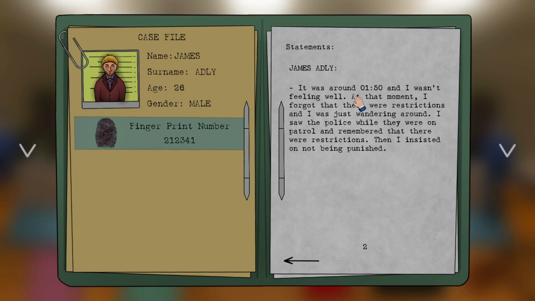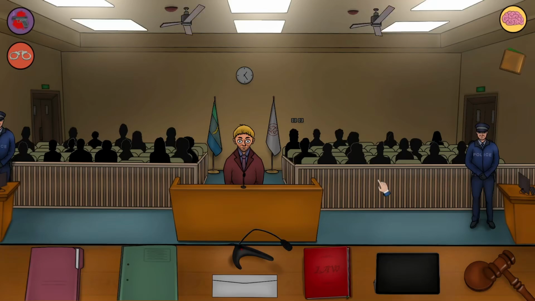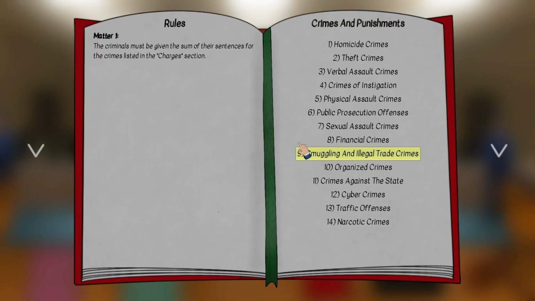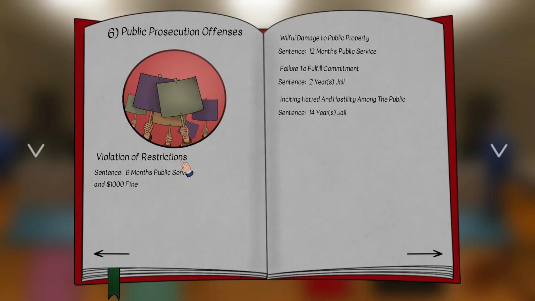It was around 1:50 and I wasn't feeling well. At that moment, I forgot there was restrictions and I was just wandering around. I saw the police while they were on patrol and remembered that there were restrictions, then I insisted on not being punished.